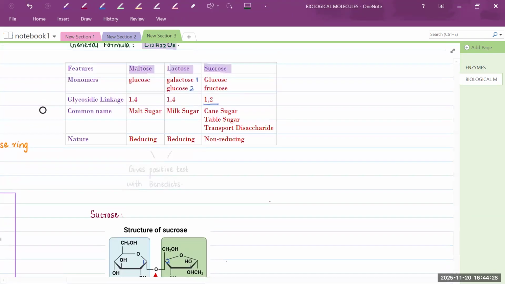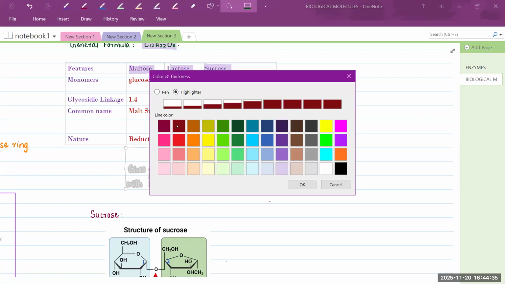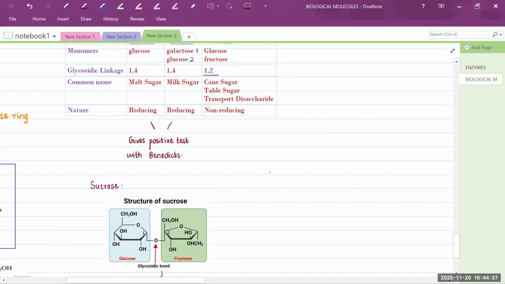As for the nature, we know maltose and lactose are reducing, and what does reducing mean? They give a positive test with Benedict's. That is what reducing means, and sucrose is a non-reducing sugar.